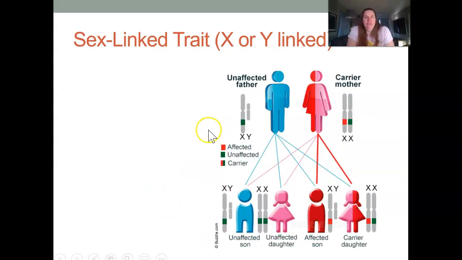All right, I think this is my last one. This is the last variation on complete dominance, and that is that we can have a variation on inheritance based.